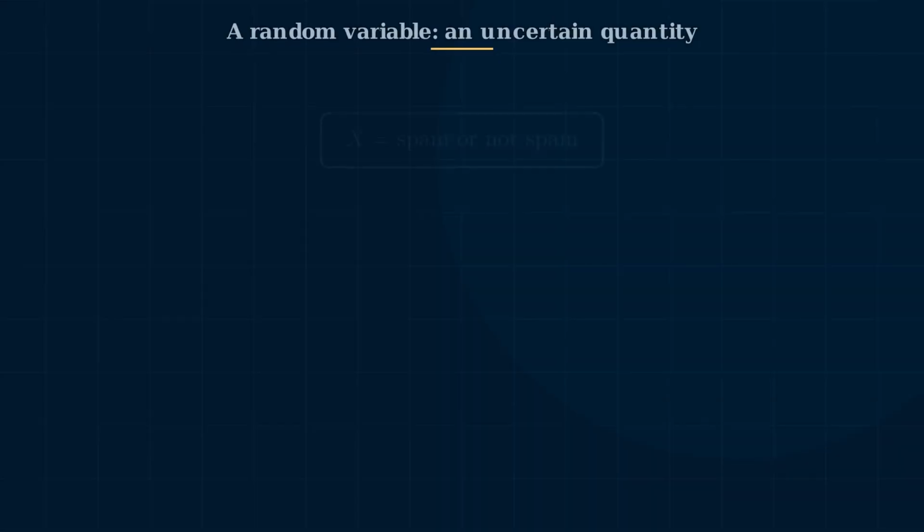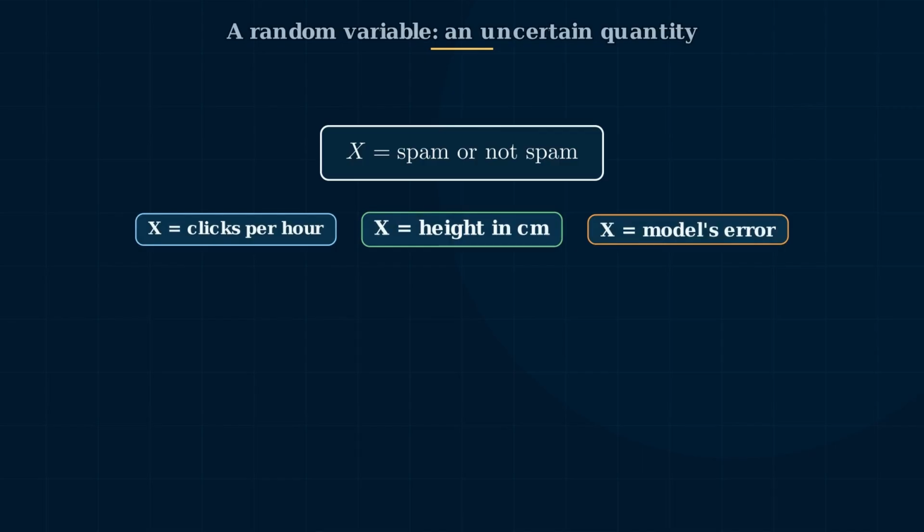To describe an uncertain process, we first name its output. A random variable is a rule that turns an outcome into a number. Let X equal 1 when an email is spam and 0 when it is not. X might instead count clicks per hour, measure height, or record a model's prediction error.